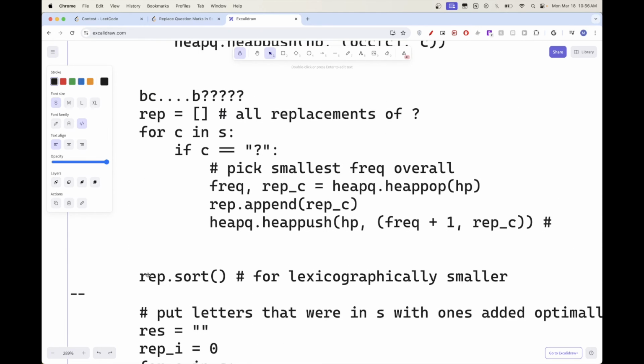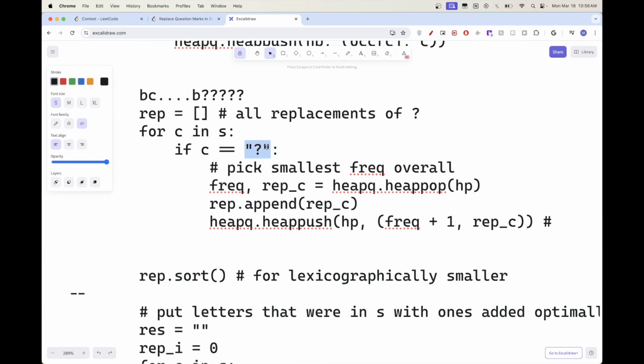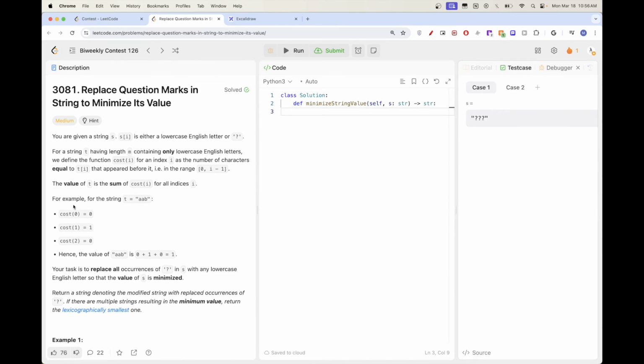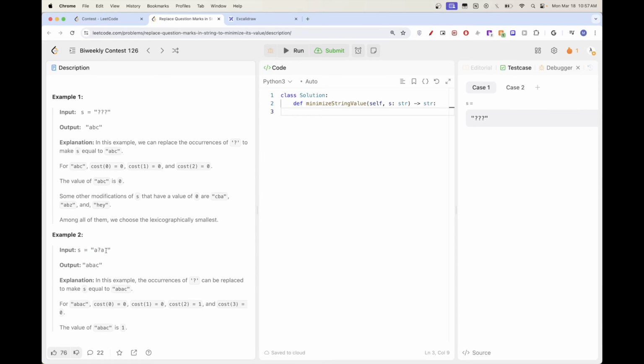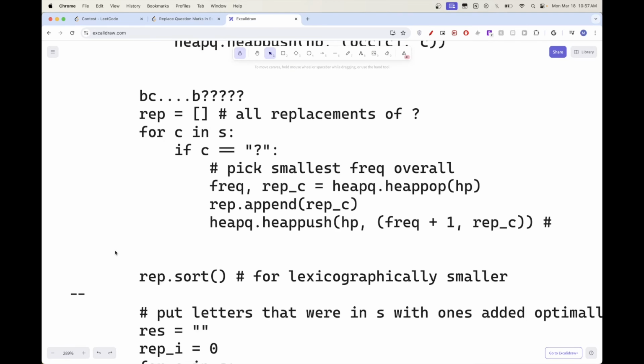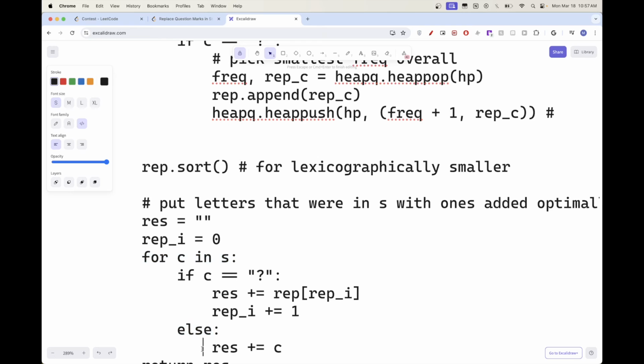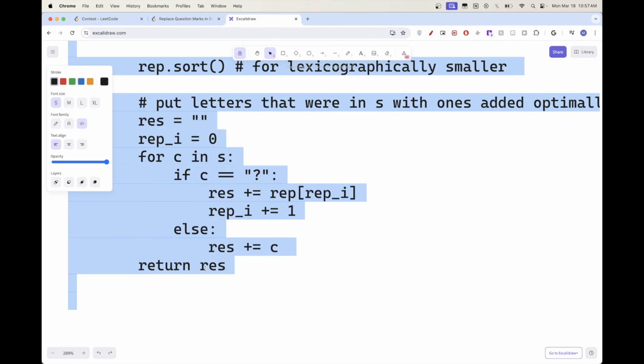Now, once we have this array that will have all the replacements for question mark, we need to construct a string that contains both the existing letters and the question mark letters. So how do we do that? Well, we just combine them. We just go through the string S, and if it's not a question mark, we just add it to the result. But if it is a question mark, we need to pick from our sorted list of replacement characters. So we just pick the smallest one because it's sorted, and then we increase the index so that we can go to the next one. And we do this until we've combined everything together, and then we return the result. Okay? And that's pretty much it.